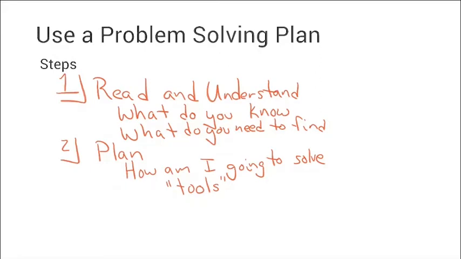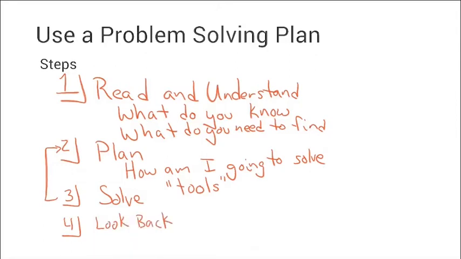Number three is to actually solve the problem using your plan. If you get stuck and can't continue on, go back and figure out if there's another way you can do it and try to solve again until you can come up with an answer. And the last one, which most students don't do, but you should do, is what they call look back. In this step, you want to check a couple things. Is my answer reasonable? Did I answer the right question? Do I have the correct units? Okay. Make sure that all those things are true. And the biggest one is making sure your answer is reasonable.